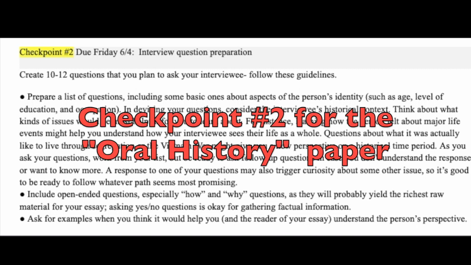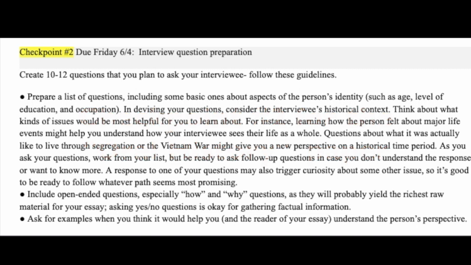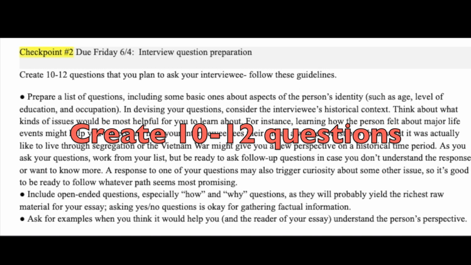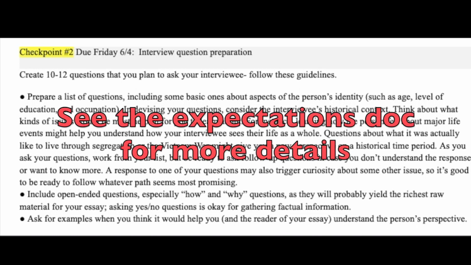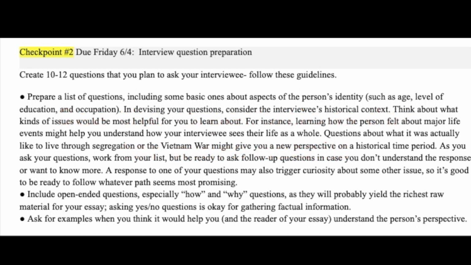Now, checkpoint 2 for the oral history paper. This checkpoint is significantly different than the traditional and the policy change checkpoint 2. What you are going to do is create 10 to 12 questions that you plan to ask your interviewee. In creating your questions, I want you to follow the following guidelines. Prepare the list of questions, include some basic ones about aspects of the person's identity, such as age, level of education, and occupation. In devising your questions, consider the interviewee's historical context.